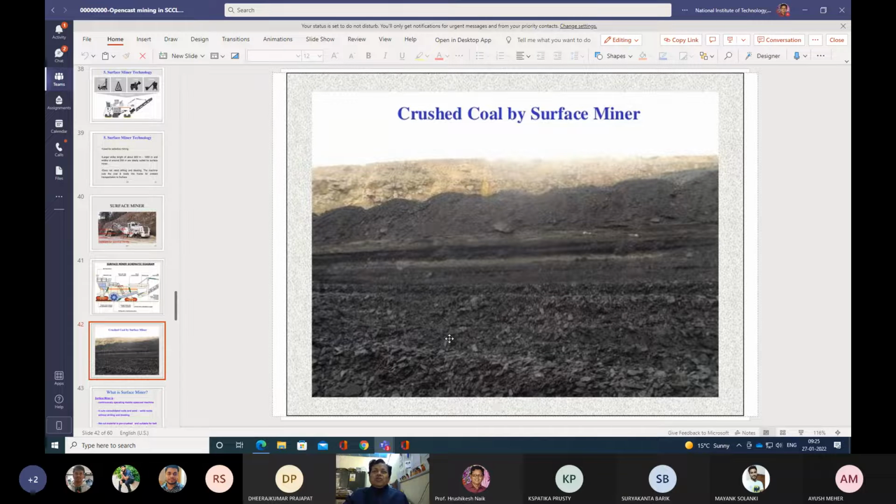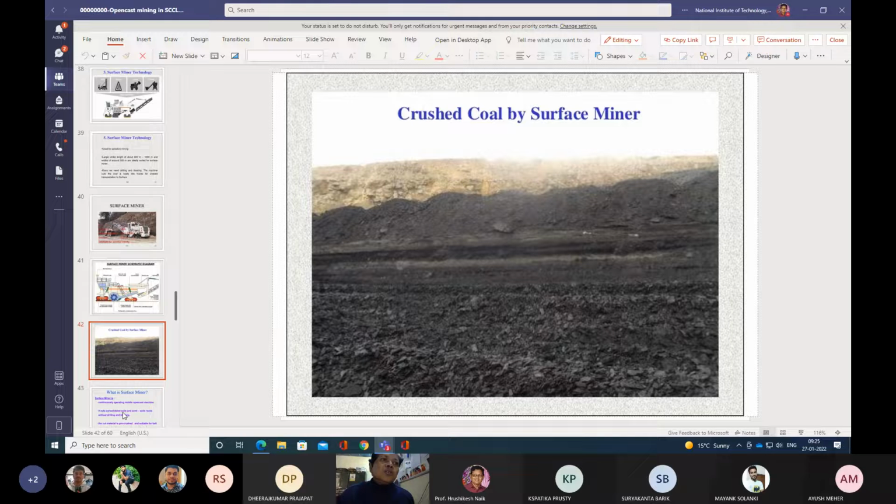So sometimes the surface miner just cuts the material and proceeds forward without picking up the coal, and some other machine will come and pick this coal and load it to dumpers so that the material can be transported. So this is the reason why there is no need of a crusher. You are getting the crushed material, sized material.